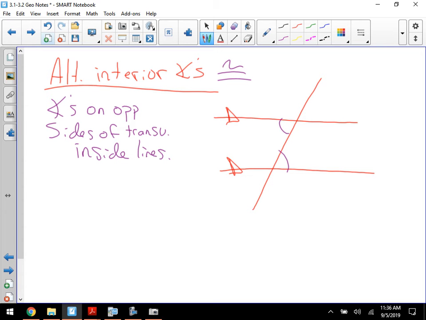There are 2 sets of alternate interior because there are 2 sets of interior angles. Again, our example here, 4 and 6 are the same. 3 and 5 would be the same. If you look at our numerical value over there, 70 and 70, see how they're on opposite sides on the inside? 110 and 110, opposite side, inside.